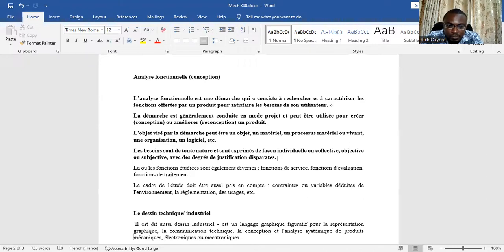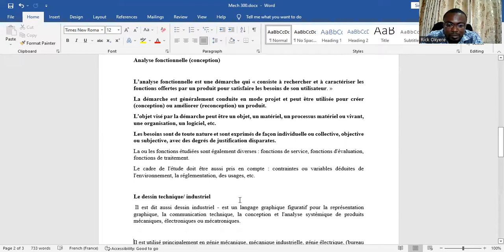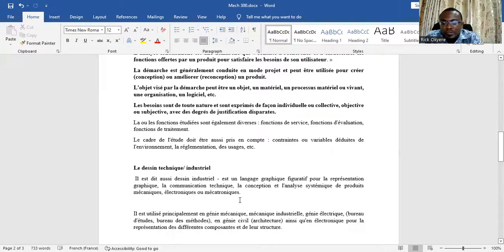All right. Okay, so now let's look at some other tools that are used in modifying or in conceiving mechanical products. We have le dessin technique or le dessin industriel.